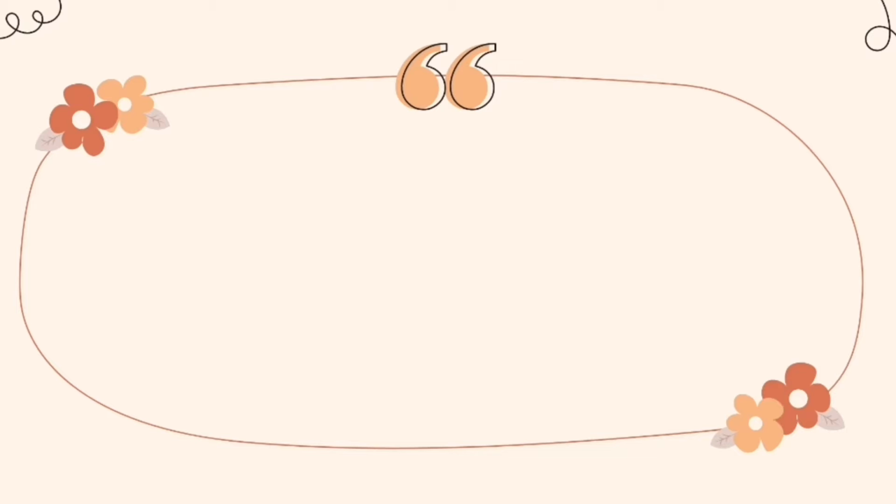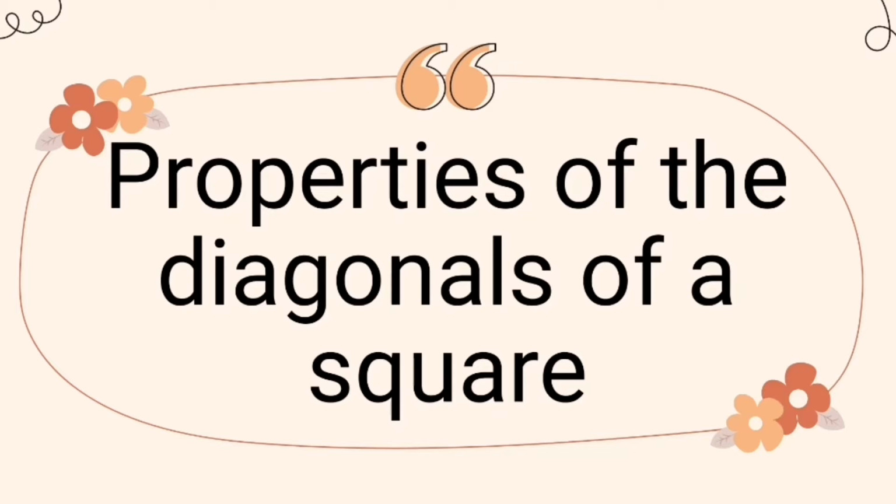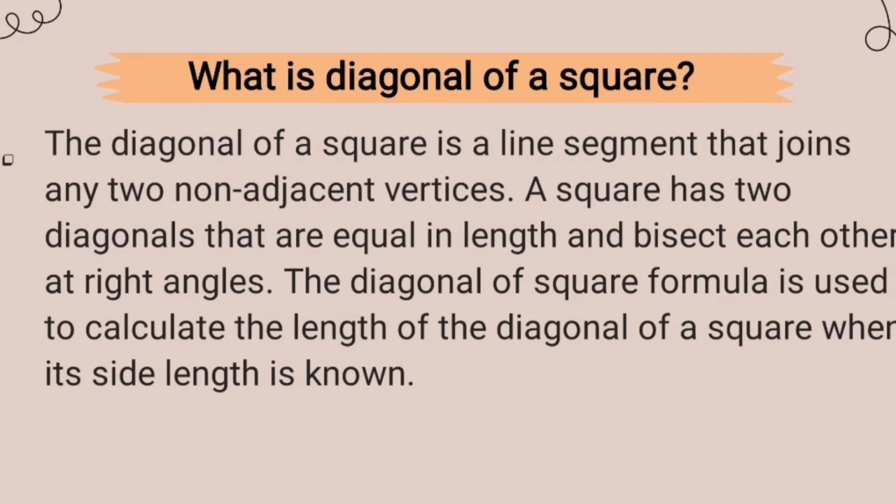What I will discuss today is all about the properties of the diagonals of a square. What is the diagonal of a square? The diagonal of a square is a line segment that joins any two non-adjacent vertices. A square has two diagonals that are equal in length and bisect each other at right angles. The diagonal of a square formula is used to calculate the length of the diagonal of a square when its side length is known.